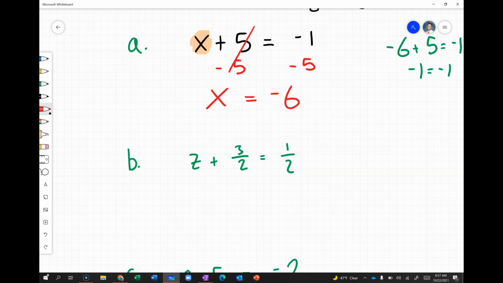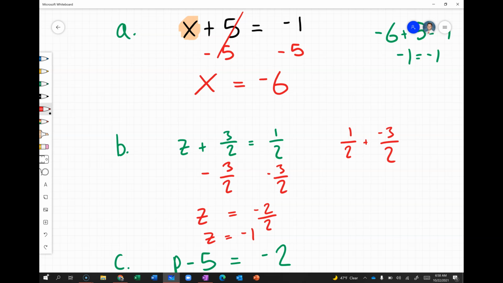So for this one we have z plus 3 halves equals 1 half. And again, we want to isolate the variable z, which means we need to subtract that 3 halves. So if we subtract 3 halves from both sides, that will leave us with z on the left side of our equation. And then 1 half minus 3 halves is the same thing as 1 half plus negative 3 halves, if you want to look at it that way. So we find the difference between 3 halves and 1 half, which is 2 halves, and it's negative. So we would get negative 2 halves, and we know that simplifies to negative 1. So z equals negative 1.